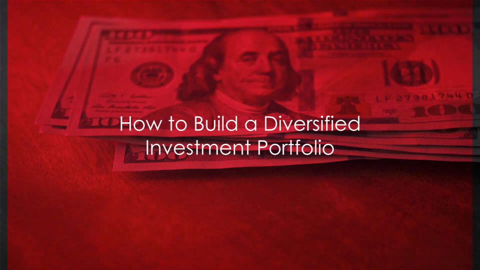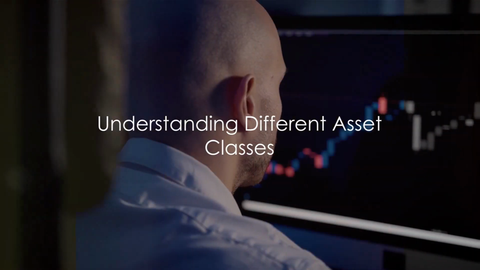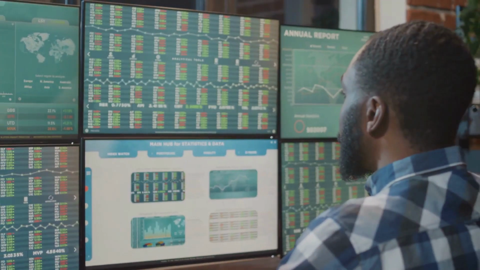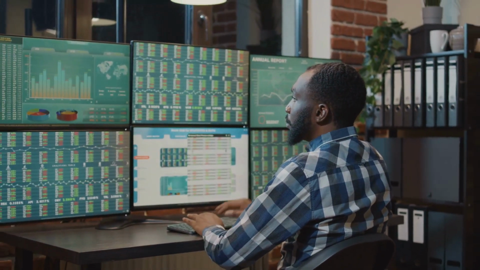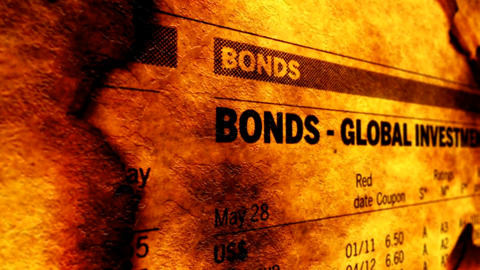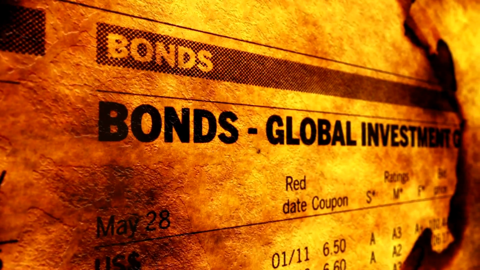So, how do you build a diversified investment portfolio? Stay tuned to find out. To start, you must understand the different asset classes available for investment. First, we have stocks, essentially shares in a company. They offer high potential returns but come with a substantial risk. Then there are bonds, essentially loans to a government or corporation. These offer lower potential returns but are generally considered safer than stocks.